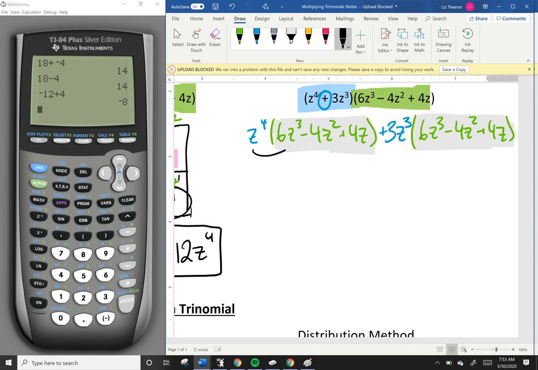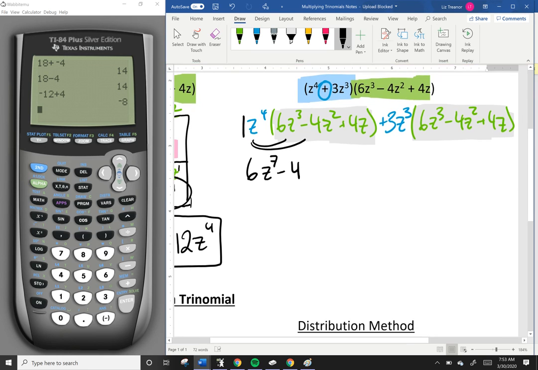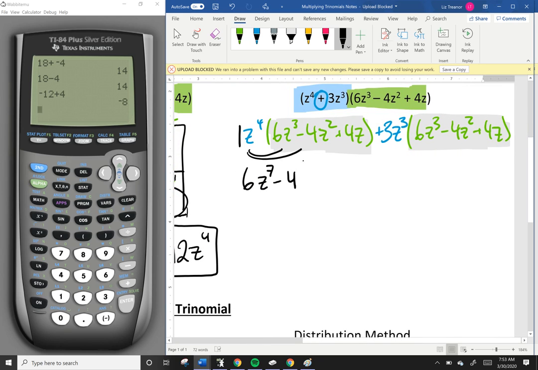So z to the 4th times 6z cubed. Again, there's an imaginary coefficient here. So 1 times 6 is 6. And then 4 plus 3 is 7. 1 times -4 is -4. And 4 plus 2 is 6. 1 times 4, sorry, I forgot the z. 1 times 4z is 4z. And then 4 plus 1 is 5.